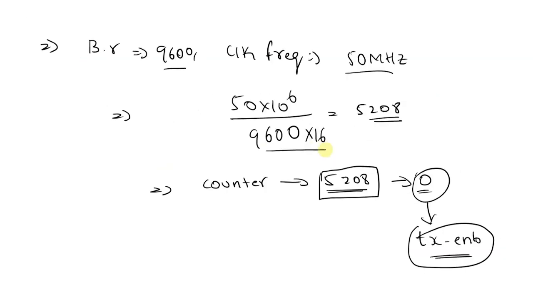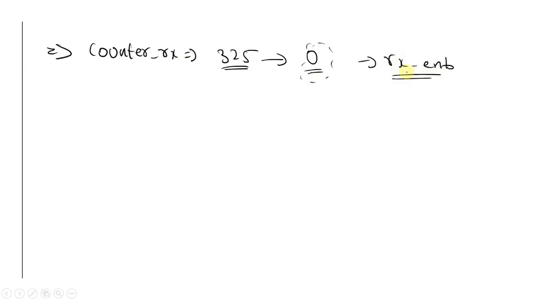Next you have the transmitter also. The baud rate equals 9600 and the frequency is 50 megahertz, so this is actually the number of cycles. You need to develop a counter for 5208. These many cycles are required, so for transmit enable you need to develop a counter from 5208 to 0.